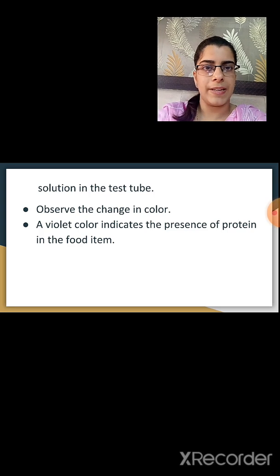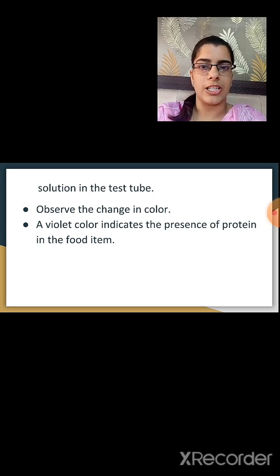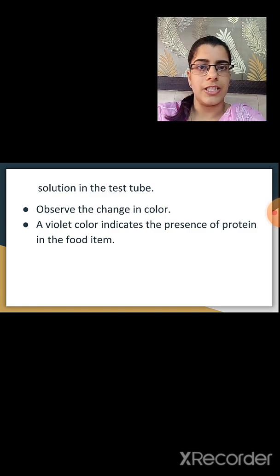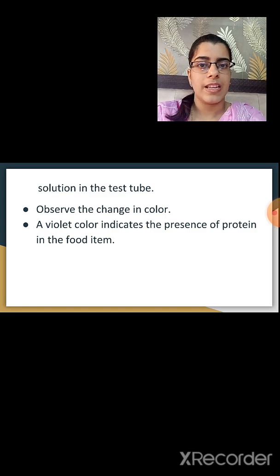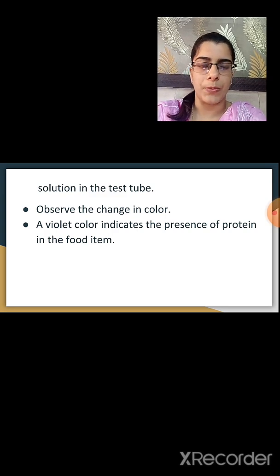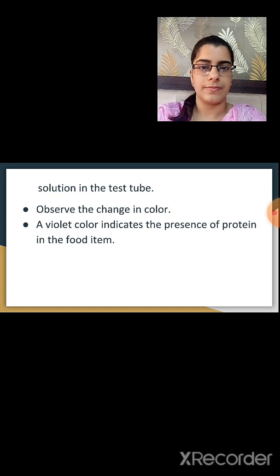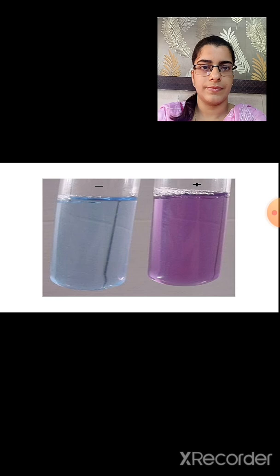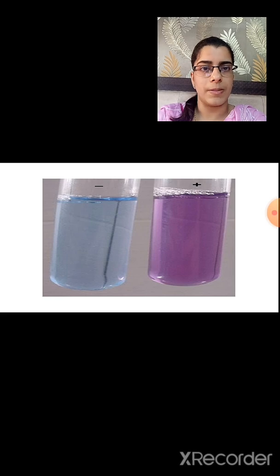So what will happen? You will observe a change in color. The color will change to violet. If you observe the violet color in the test tube, that means protein is present in that food item. The violet color indicates the test is positive for proteins.